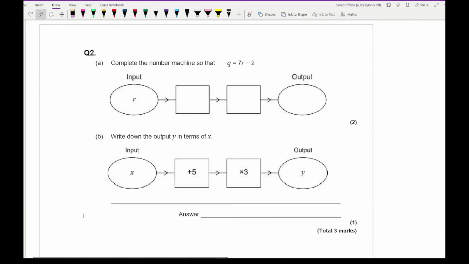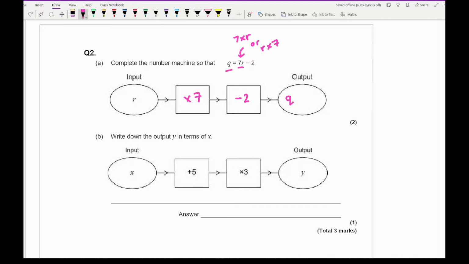Moving on to question 2, again it says complete the number machine so that Q equals 7R minus 2. Now for this, what we've got is 7R means 7 times R, or R times 7. So we need to do this bit first. So that's going to be times 7. And then we've got to do the minus 2. We've got minus 2 there. And then the output is just going to be Q.